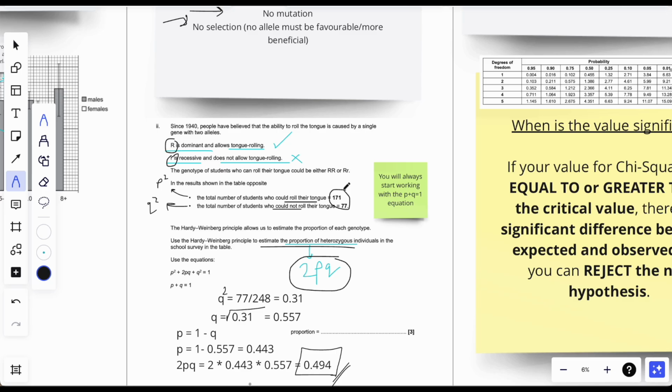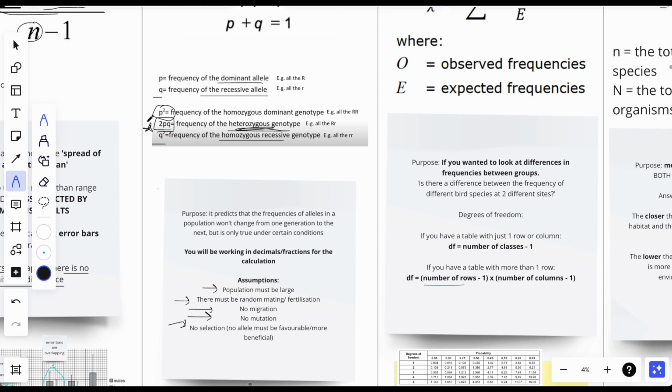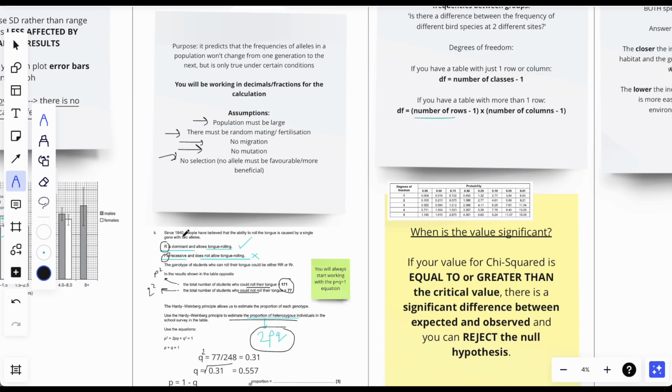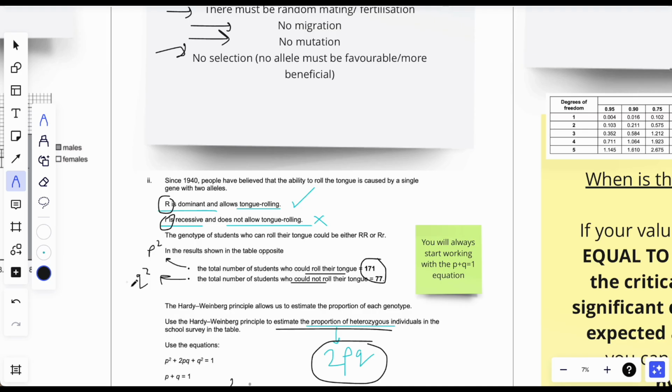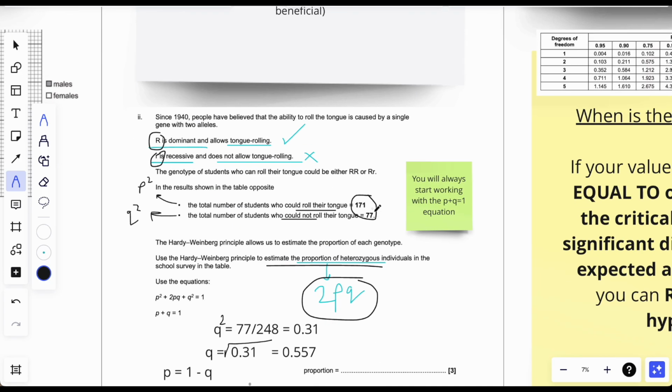At this point, I'm a big advocate for annotating around your questions, no matter what type of question it is. So I would write that the first bullet point is for p squared, because that represents the frequency of homozygous dominant, okay? And then the second bullet point is q squared, which is the frequency of homozygous recessive. So after you add them together, you're going to get a total which is 248. And now we can begin.